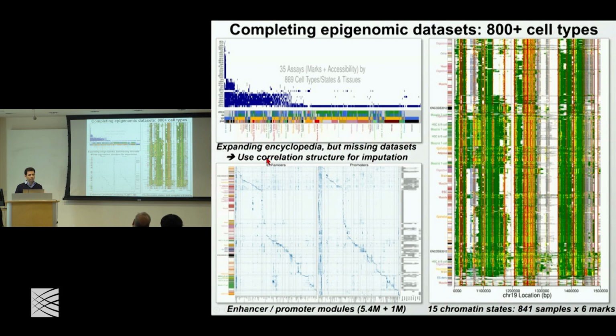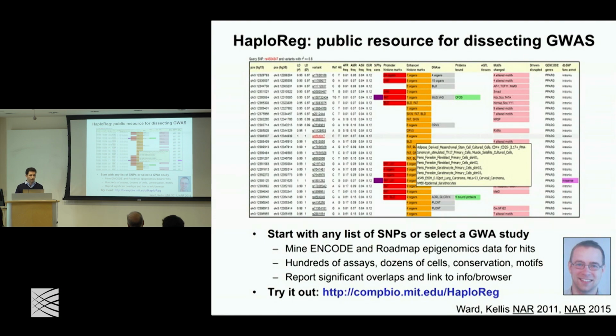So we've developed techniques for imputing the missing data by exploiting the correlation structure of these data sets, both within a cell type, how different marks relate with each other, and across cell types, how related different cell types are to each other. Together, we're able to now start imputing epigenomic information and inferring both enhancer regions and promoter regions across hundreds of cell types. So stay tuned, this is coming to HaploReg soon.